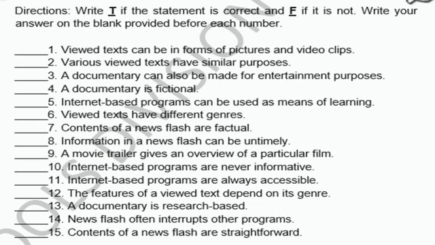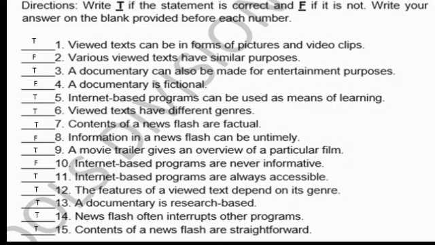Okay, time's up. Let's check your work. So these are the answers. For number one, it is T or true. Number two, F. Number three, T. Number 4, F. Number 5, 6, and 7, it's T. Number 8, it's F. Number 9, T. Number 10, F. And number 11 to 15, it's a T. Okay, so you need to self-check your work and write your scores in the upper right corner of your paper.